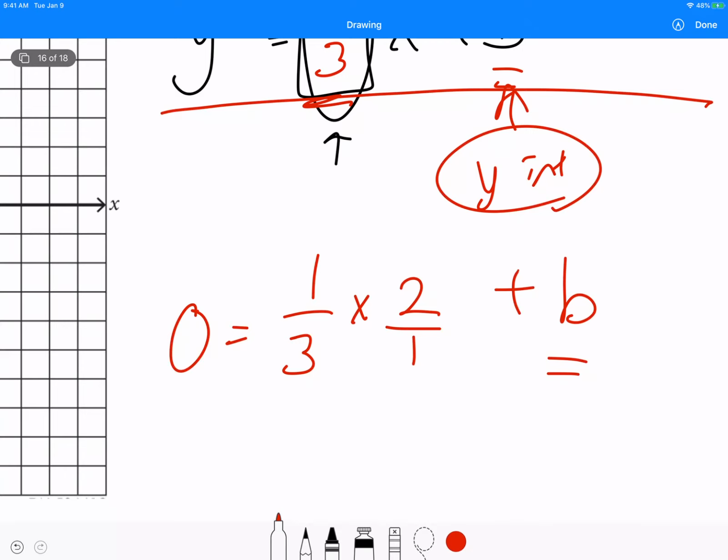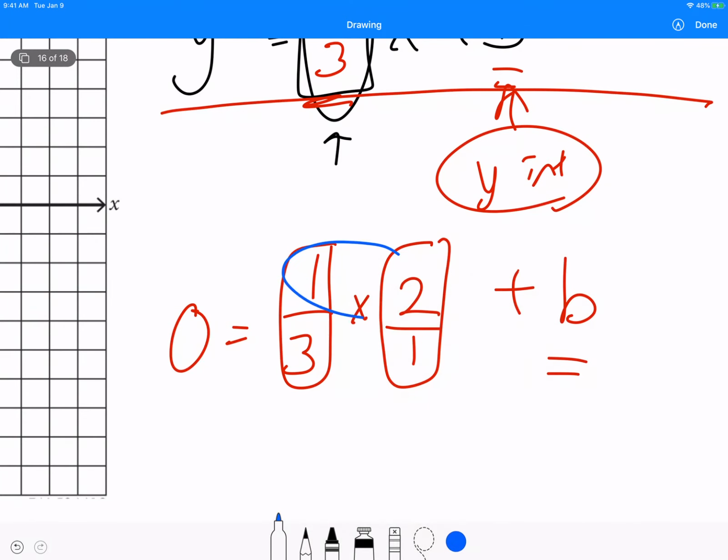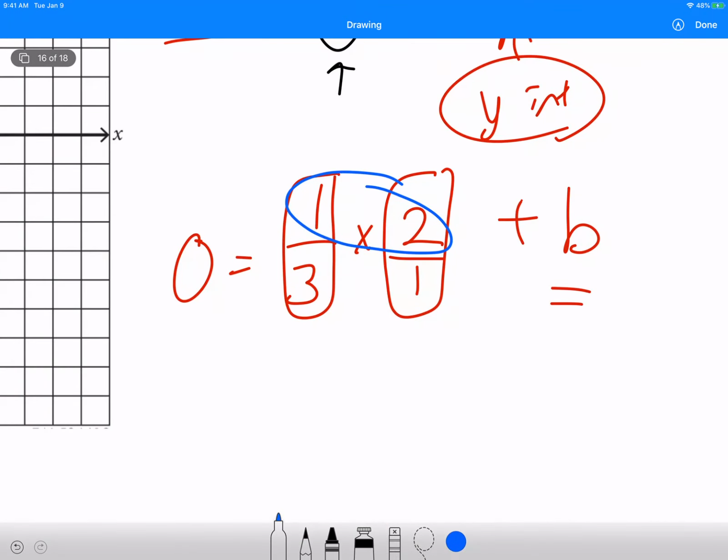So what we get is a fraction multiplied by another fraction. When you multiply two fractions together, you want to take the top numbers and multiply them, which will get you 1 times 2. And you want to take the bottom two numbers and multiply them and you get 3 times 1. And that will end up being 2 over 3. So that's how you would multiply the fractions.